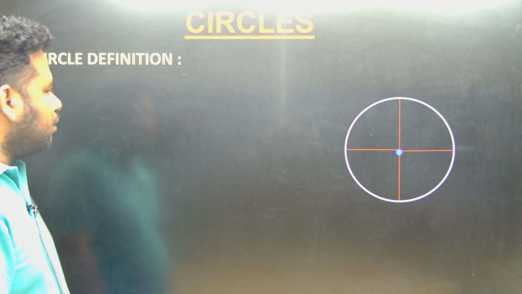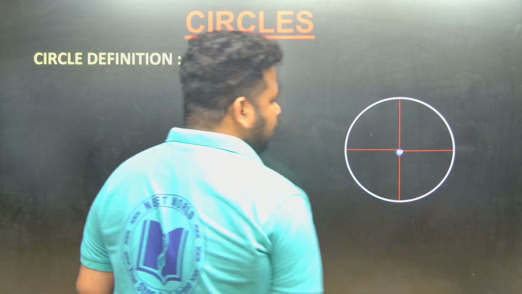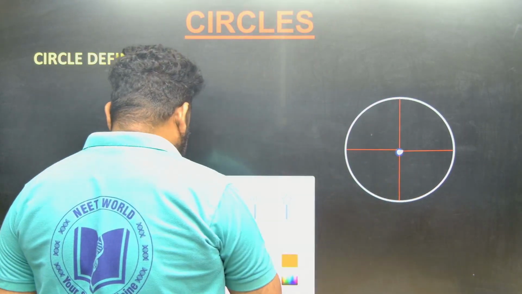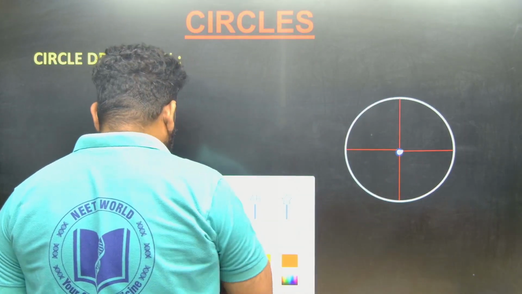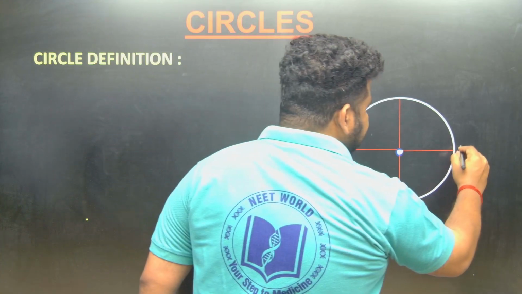So if we talk about a circle, there is a fixed point at the center. If you are talking about the circle, there is a fixed point at the center, and let P be a point.